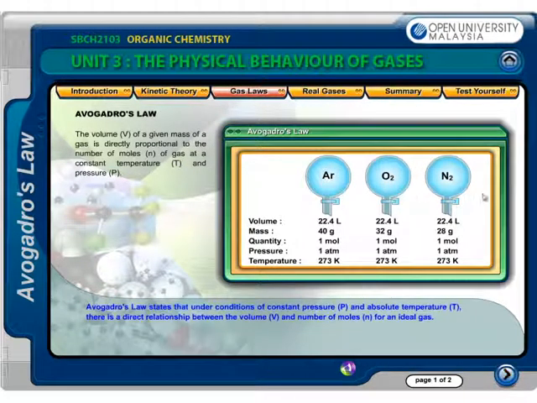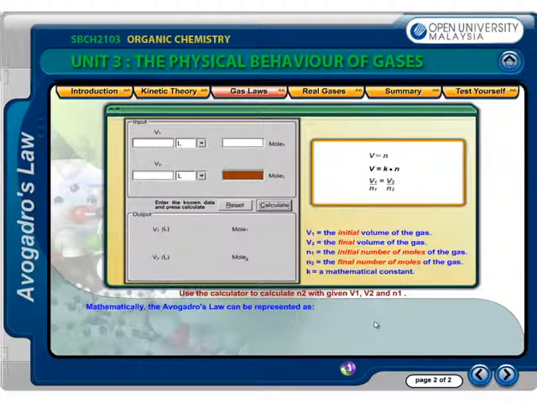Avogadro's Law states that under conditions of constant pressure P and absolute temperature T, there is a direct relationship between volume V and number of moles n for an ideal gas. Mathematically, Avogadro's Law can be represented as follows.